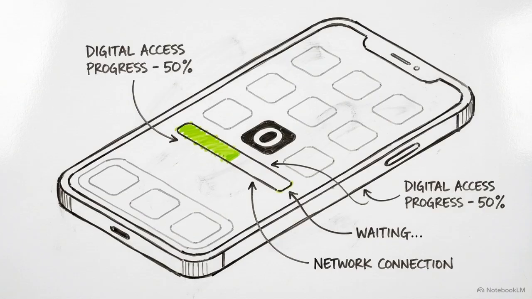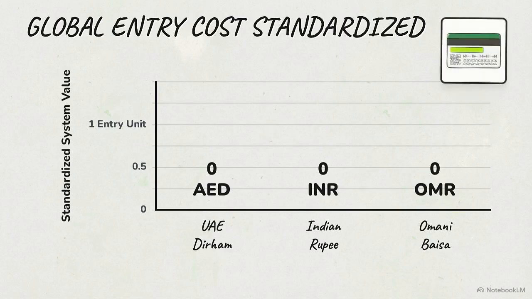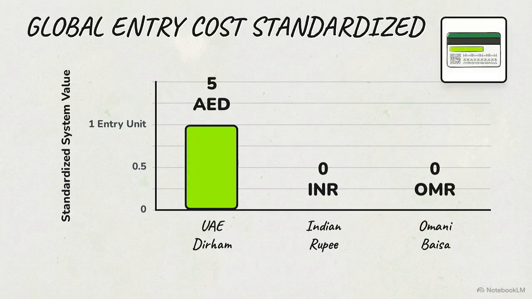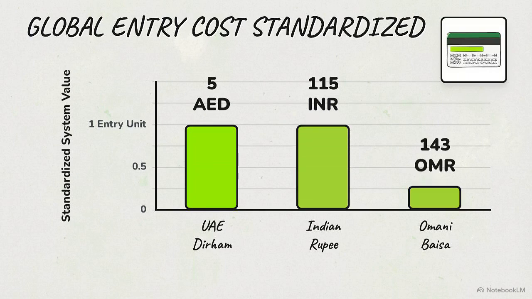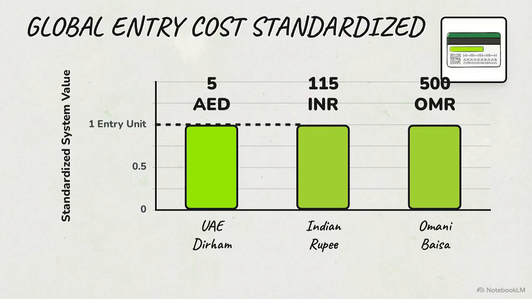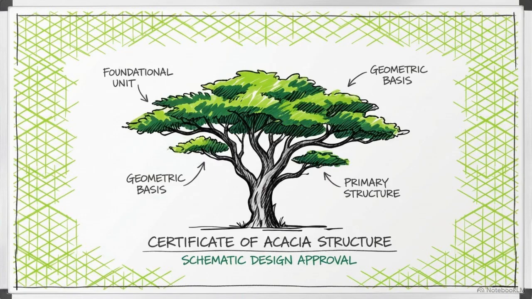Step 1, open your mobile app store and download the O Millionaire app to establish your digital access. The baseline cost to enter the draw is exactly 5 United Arab Emirates dirhams, which translates roughly to 115 Indian rupees or 500 Omani paisa. Each entry is issued as a green certificate, which is the foundational unit of the platform.